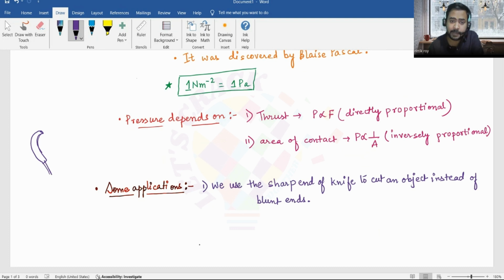Okay. Then second is the broader straps of the bag. What about the broader straps of a bag? Since the area is more, the pressure will be less. Since the pressure applied is less, there is less pressure on our shoulders. So it becomes easy for us to carry the load present inside the bag. That's why the straps of the bag are made broader. So these are the different applications where pressure is applied.